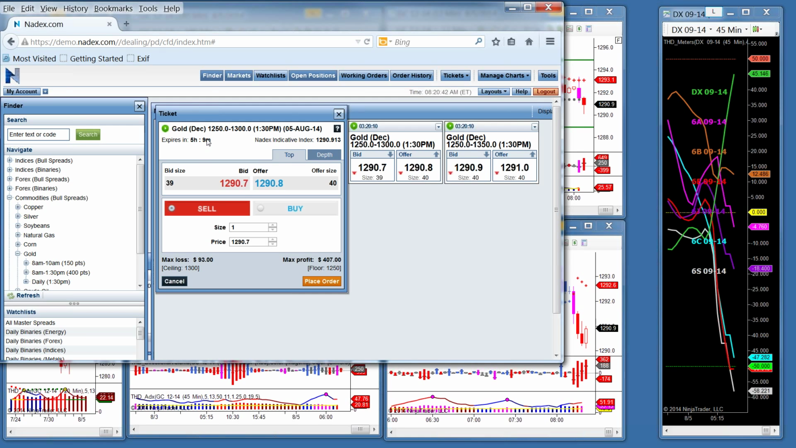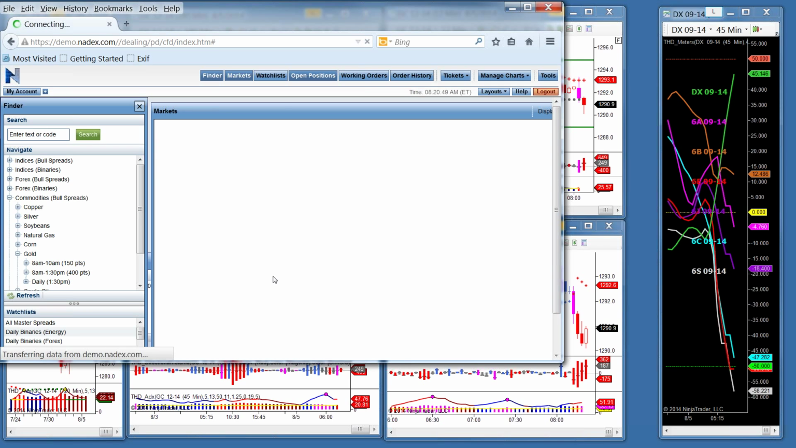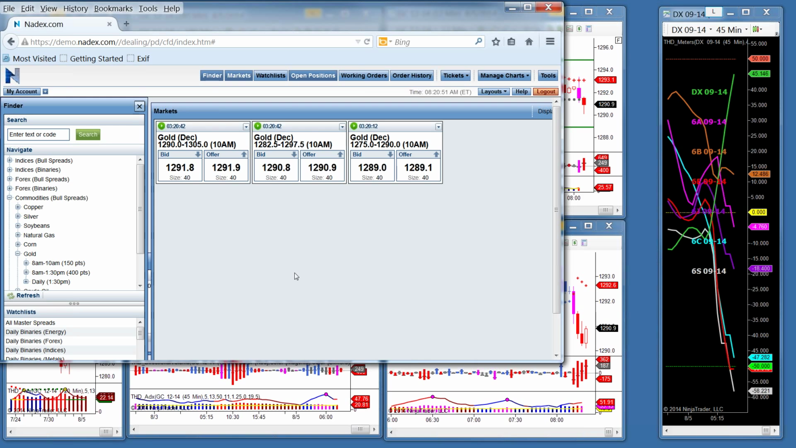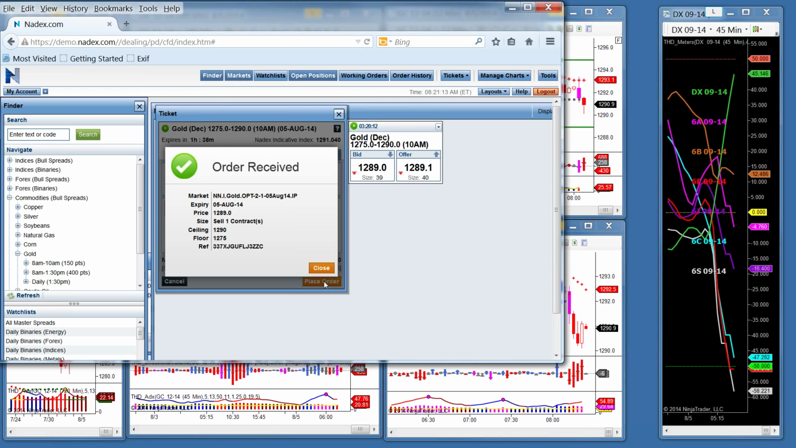Now, this expires at 1:30 today, okay? We could also go into the 8 to 10 a.m. and look to see if they have one that's even closer to price, and they do. They have one at $12.97 as the ceiling. Do you see that? They also have $12.90, so we could go into that one. In this case, we're risking $10 to make $140. Do you see that?